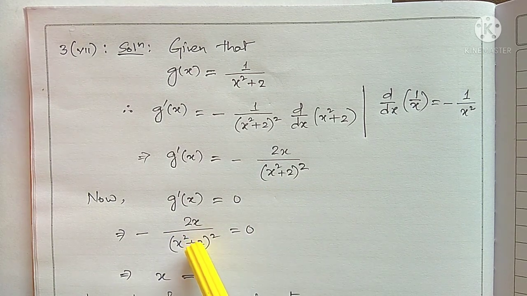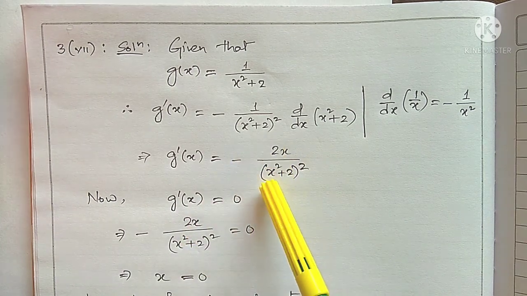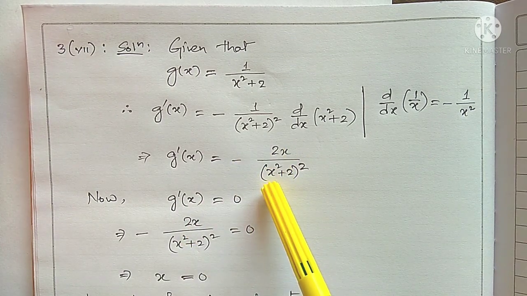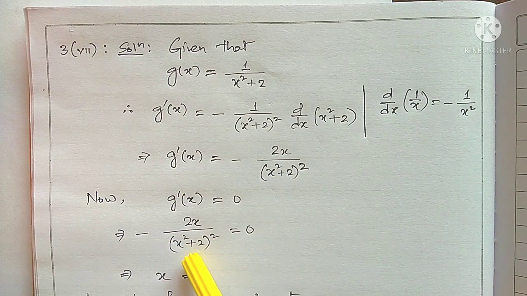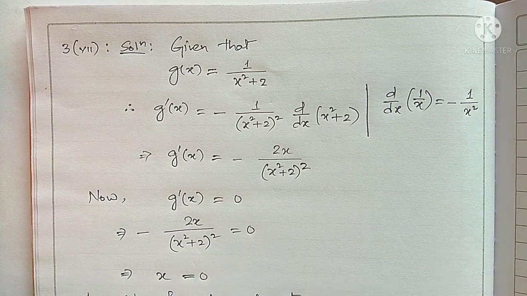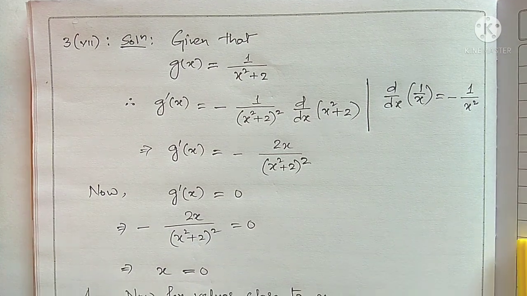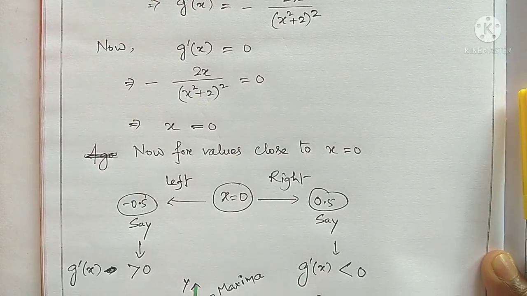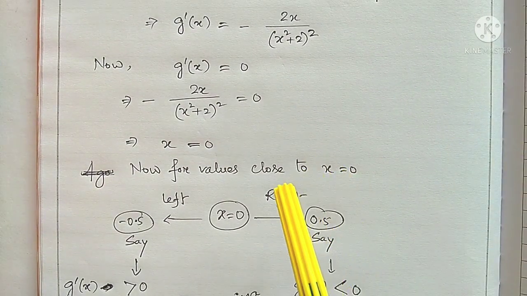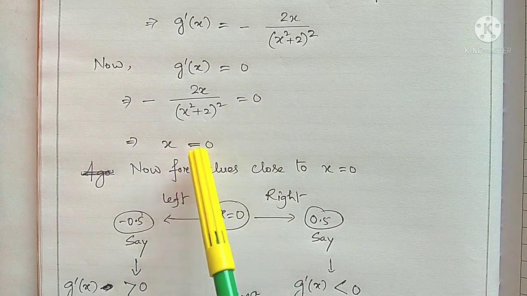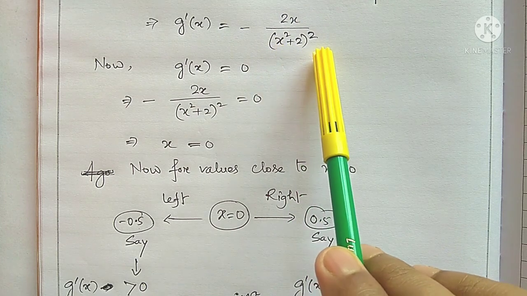Now after that we have to write g dash of x equals 0. So g dash of x means minus twice x divided by x square plus 2 whole square. So in place of g dash of x, we have to write this result. And from here, if we find the critical point, we get x equals to 0. Isn't it? So after getting the critical point, g dash of x equal to 0, then x equal to 0 is the critical point. Now g dash of x is minus 2x divided by x square plus 2 whole square.